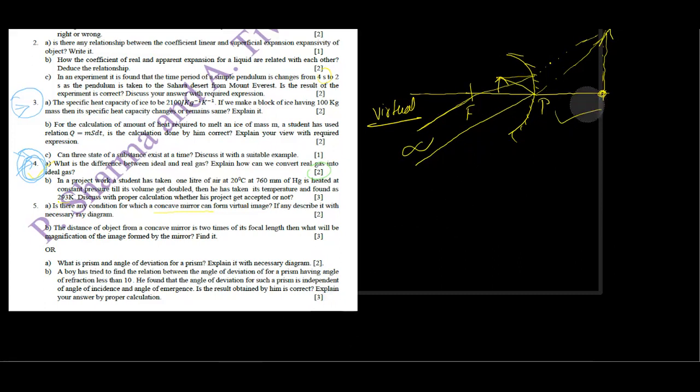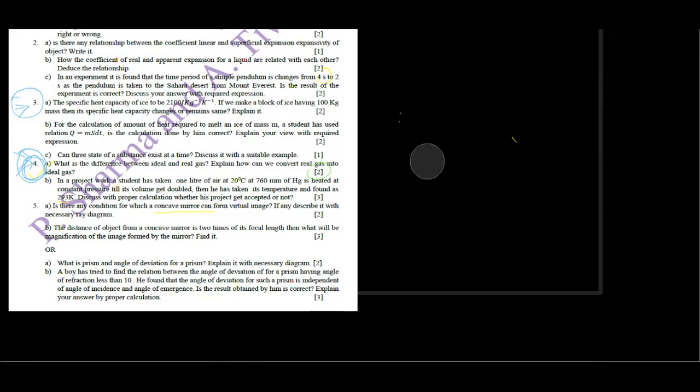Okay, so I think it will be helpful for you. Now let us move to another part of the same question, question number 5. The distance of the object from a concave mirror is 2 times its focal length. Then what will be the magnification of the image formed by the mirror? Find it. Let us suppose f is the focal length, u is the object distance, v is the image distance. It is given that the object distance is 2 times the focal length, this is 2f.